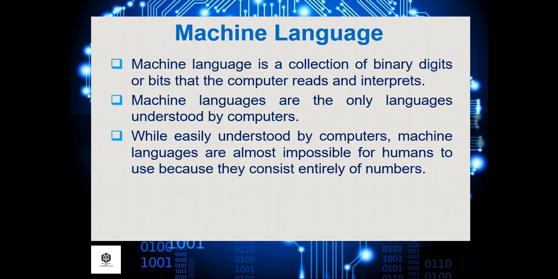Let us define machine language. Machine language is a collection of binary digits or bits that the computer reads and interprets. Machine languages are the only languages understood by computers. While easily understood by computers, machine languages are almost impossible for humans to use because they consist entirely of numbers.